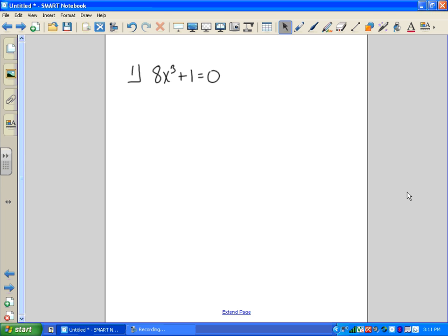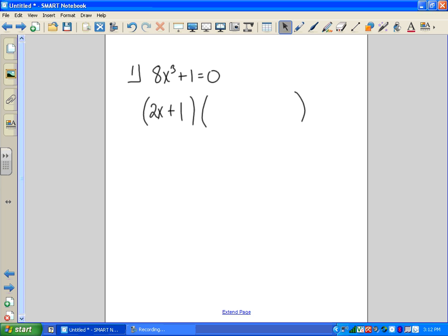So we can solve this one by factoring, and in fact every equation here on this review is solved by some sort of factoring or another. Now, let's recall how to factor a sum of cubes here. I'm going to take the cube roots of both 8x cubed and 1. That's going to give me 2x plus 1.